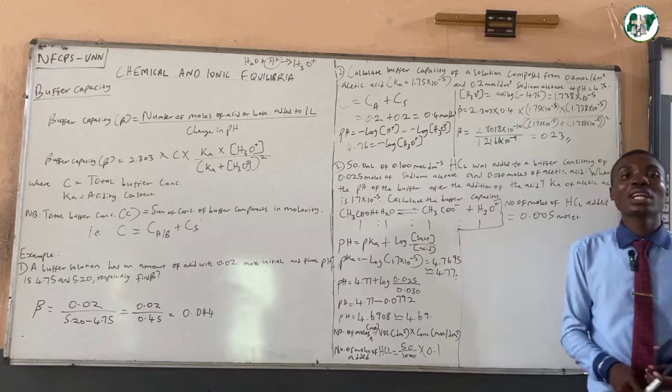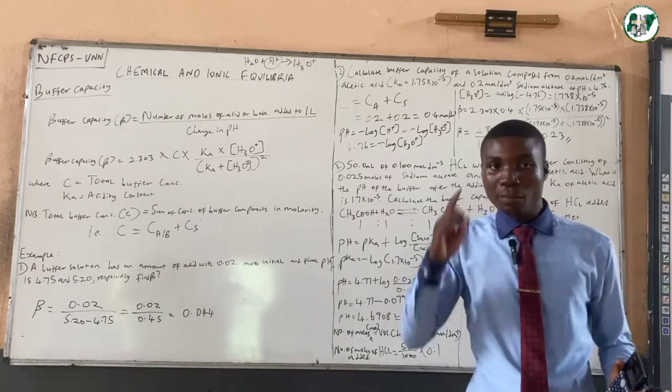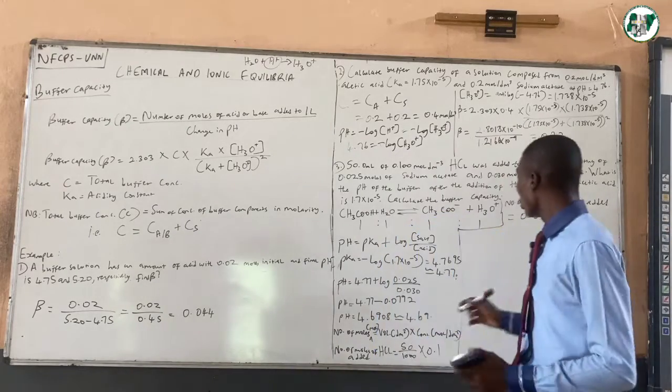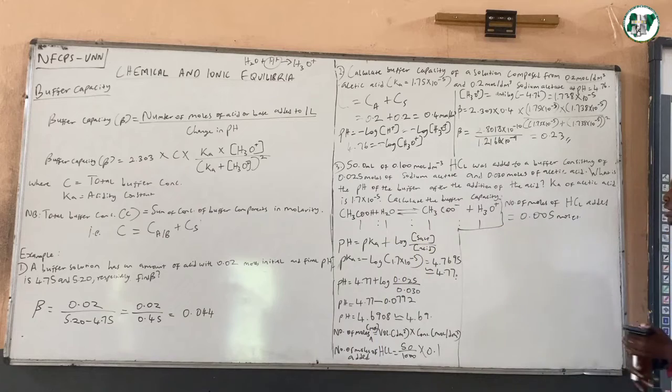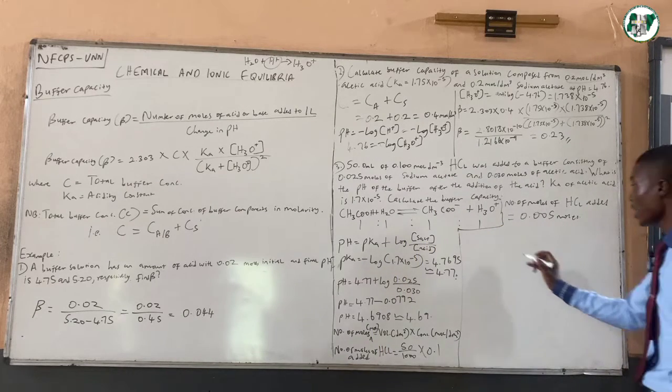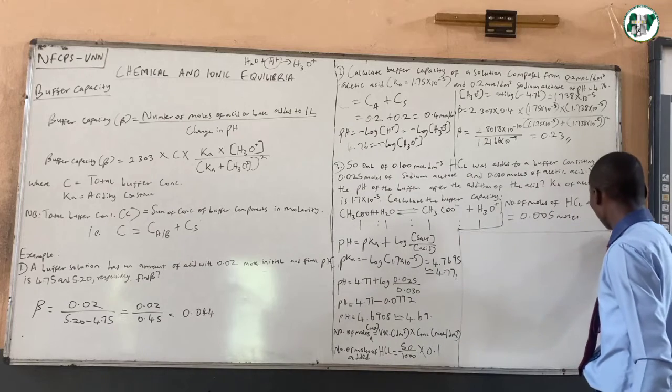So the next thing we're going to do now is draw the ICE table. We're going to be drawing the ICE table so that you can see how to feature that in the ICE table and come up with your pH after the addition of the acid. So let us draw the ICE table quickly.